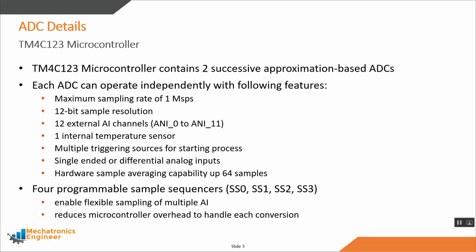The ADC module in TM4C123 has 4 sample sequencers, namely sample sequencer 0, sample sequencer 1, sample sequencer 2, and sample sequencer 3. Any of the 12 analog input channels can be assigned to any of the sample sequencers in any order. Even a single analog input channel can be used multiple times on a single sample sequencer or on multiple sample sequencers.